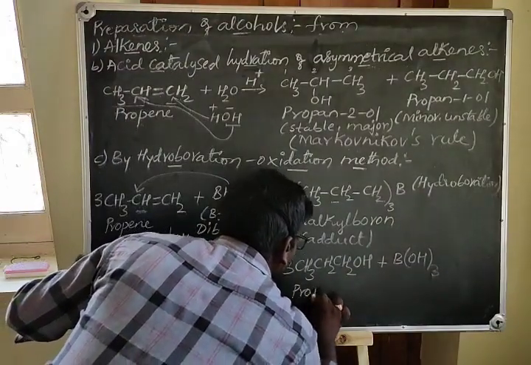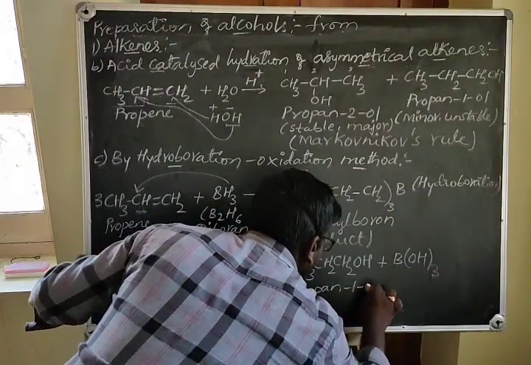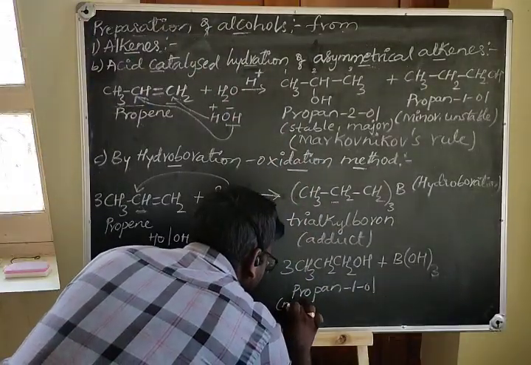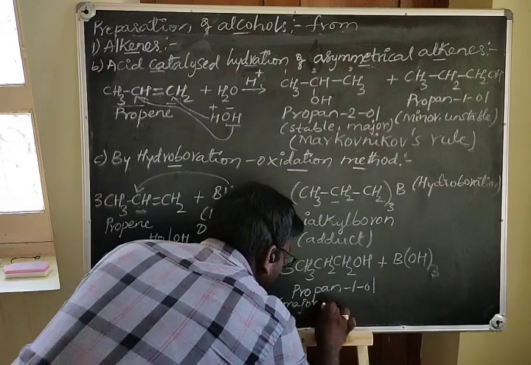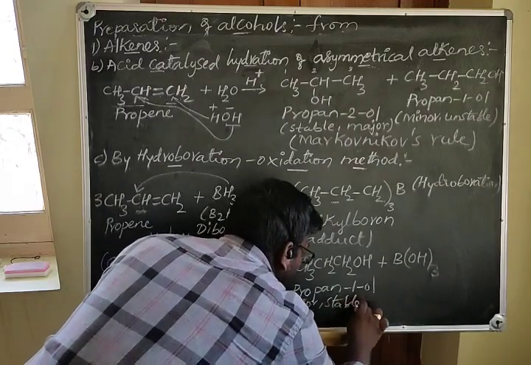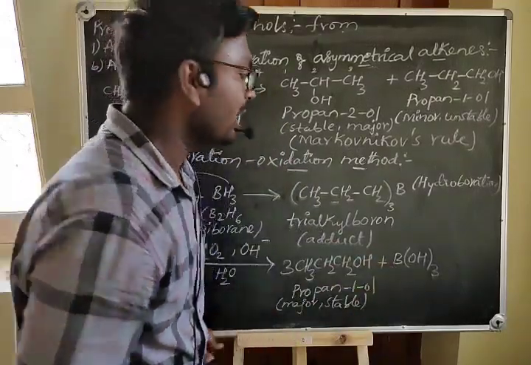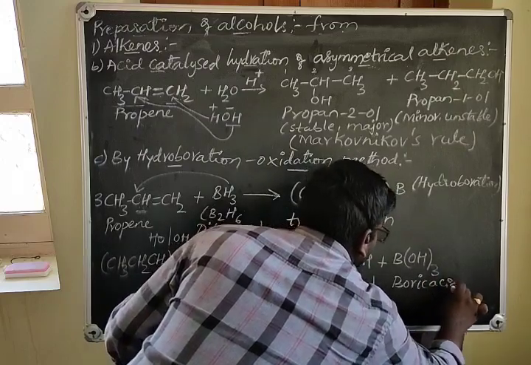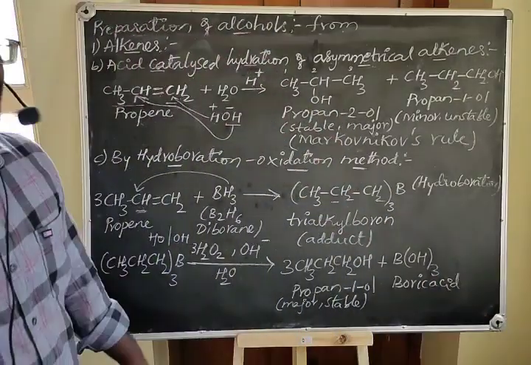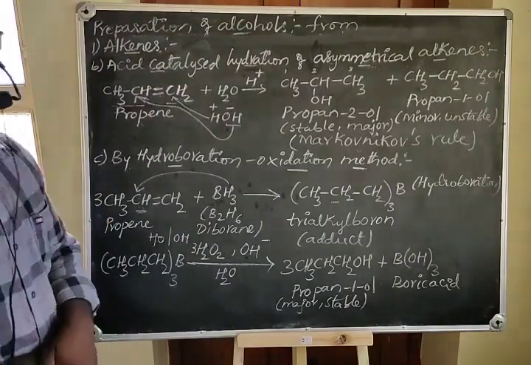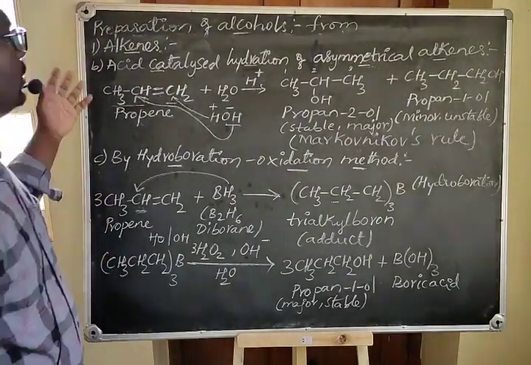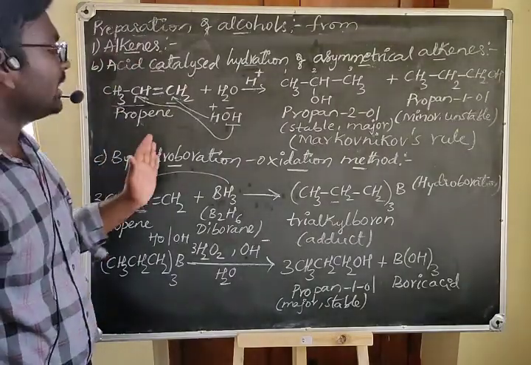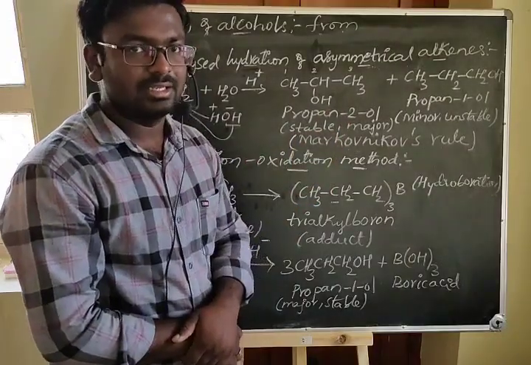It is the major product here and a stable product. This is the major stable product in this method. And what is the byproduct? The byproduct is called boric acid. This is all about the preparation of alcohols by two methods: one is acid catalyzed hydration of alkenes, or hydroboration oxidation of alkenes.